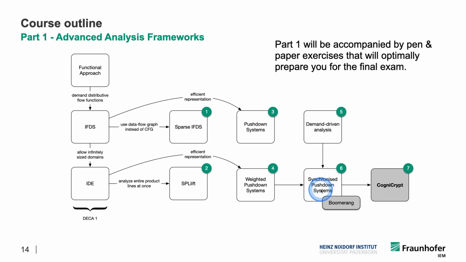So that's a very recent work that we published using a tool called Boomerang that came out of this. Boomerang gives you a demand-driven pointer analysis based on synchronized push-down systems, actually. And then again, we use this to build a real-world bug finding tool, which is called CogniCrypt. That's a freely available open source tool that actually uses all of these concepts here to let you very easily identify misuses of crypto APIs in real-world programs. That covers the first part of this course.